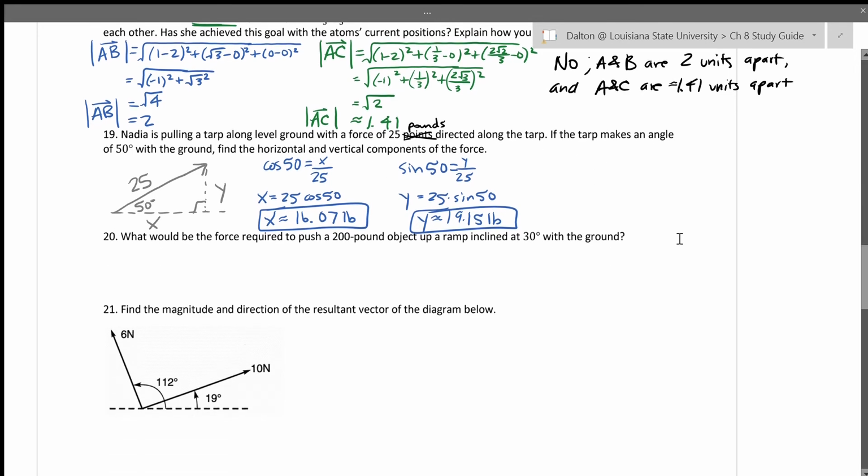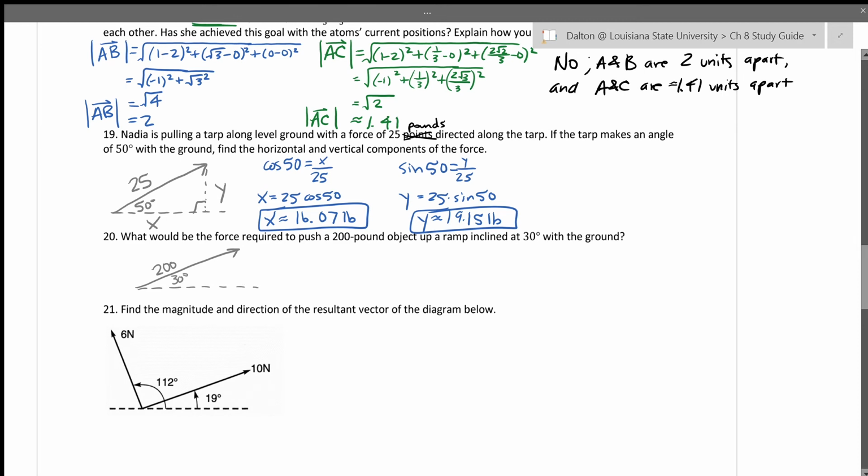Number 20, what would the force be required to push a 200-pound object up a ramp inclined at 30 degrees with the ground? So again, we have an object on a ramp, on an incline. What would the force need to be to push it? It's already acting with a force of 200 pounds. So that's why 200 is going to go there, because that object already has the force. It is on the ramp. It says it's inclined 30 degrees with the ground. So I know that this angle is 30 degrees.